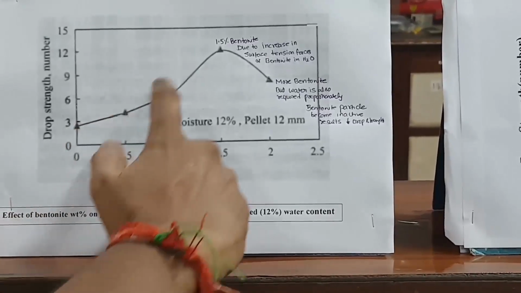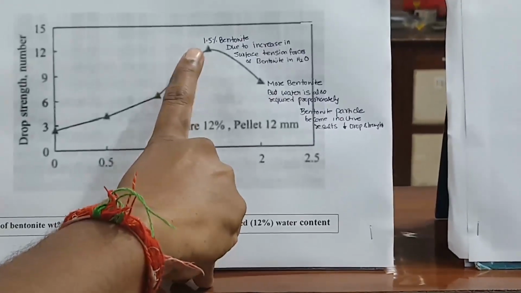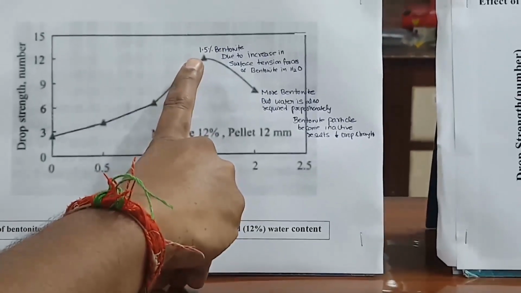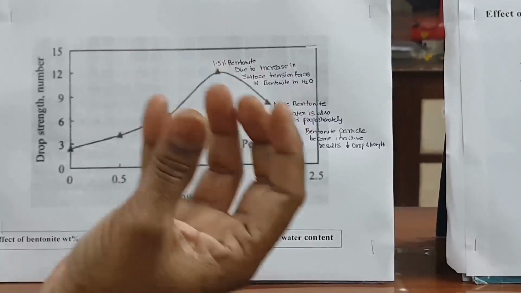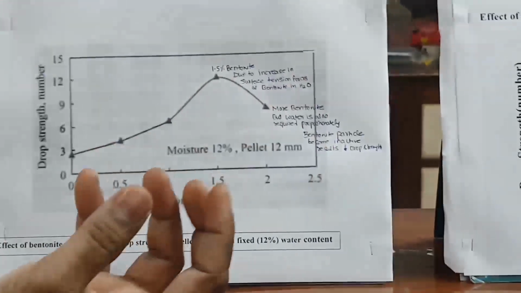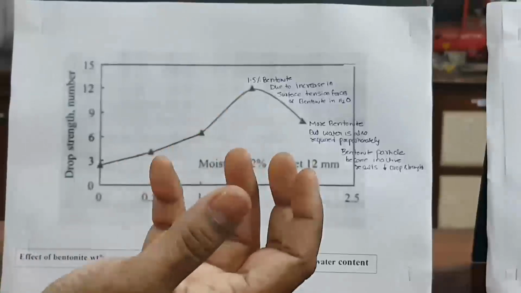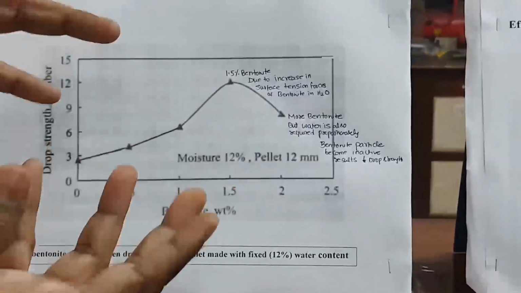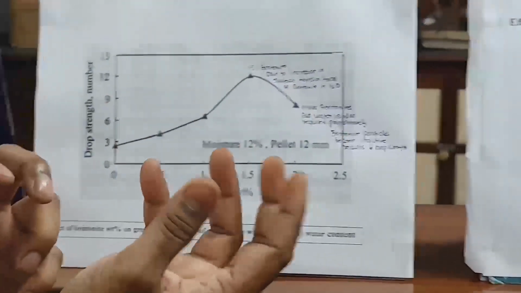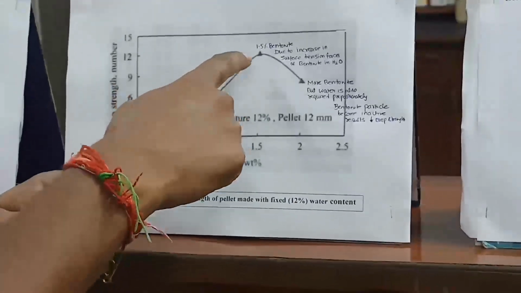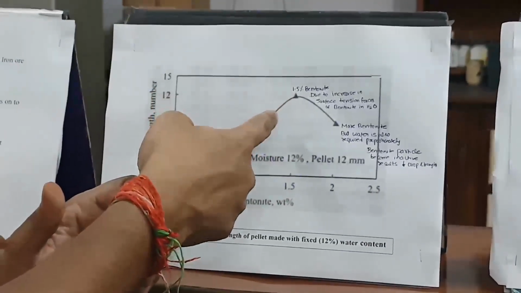Slowly the drop strength is increasing up to 1.5%. You can see that at 1.5% bentonite the drop strength is increased. Why is it increased? Because of the increase in the surface tension forces. Without water, the clay cannot be activated. If water is there, then the clay activates and it will bind. If you add more clay but sufficient water is not there, then the clay will not be active, and you will not get this strength. So at 1.5%, sufficient water is there for the 1.5% bentonite, that's why the strength is increased.